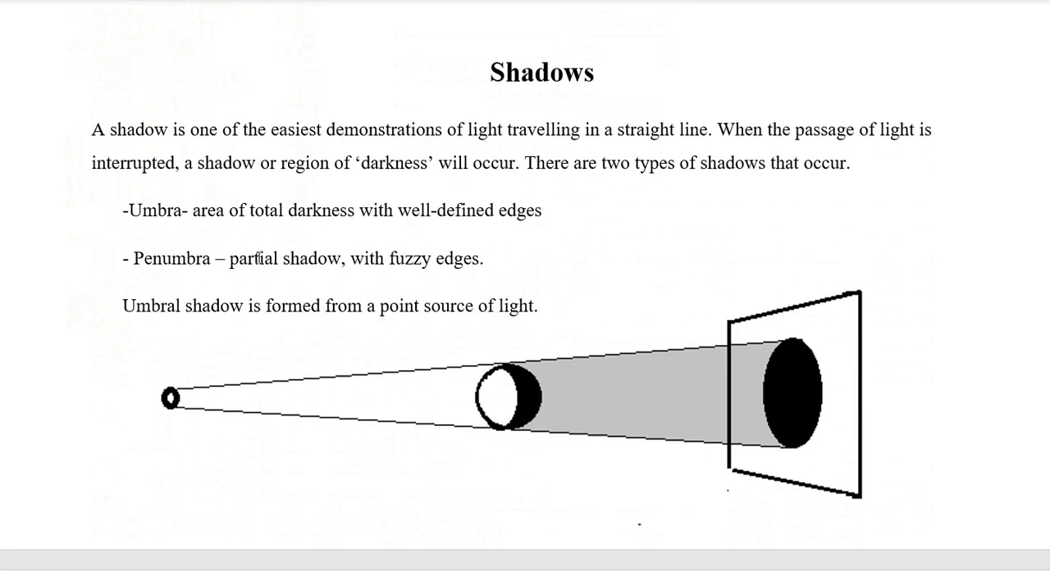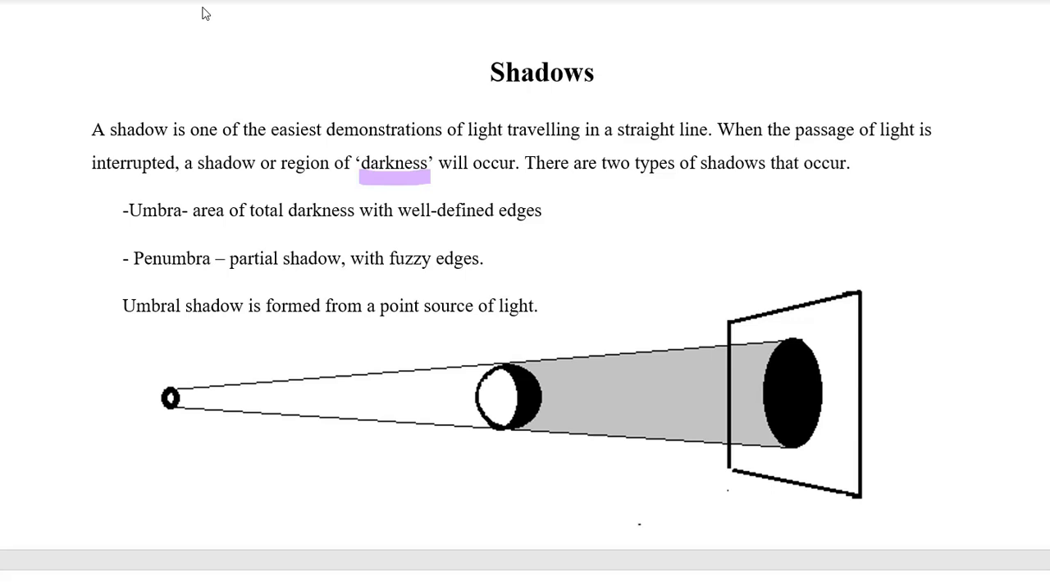Shadows. A shadow is one of the easiest and most obvious demonstrations that light travels in a straight line. When the passage of light is interrupted, a shadow or region of darkness forms. Darkness here is in inverted commas because darkness doesn't indicate that it is devoid of light and completely black and no color and no light whatsoever. Darkness just means that the light has diminished somewhat.